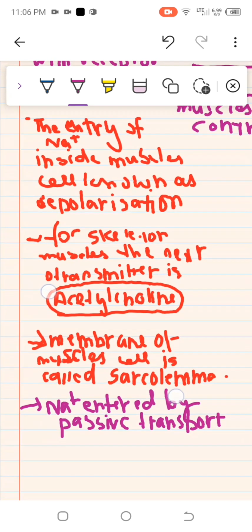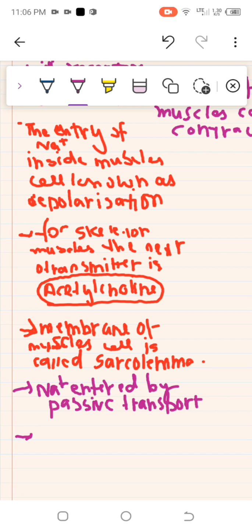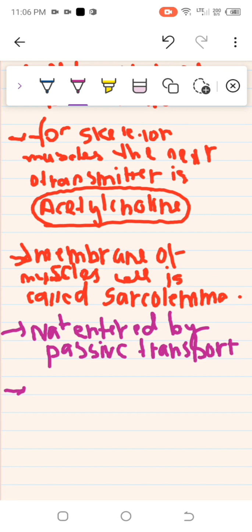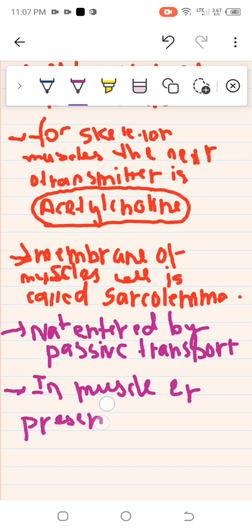Okay, after that the last point is that in the muscle, ER is present. Now you might be thinking that Na directly makes the muscles contract or relax. No, this is totally wrong. In the muscle we have the ER, the endoplasmic reticulum, present. So Na enters the ER, which releases calcium ions, which allow muscles to contract.